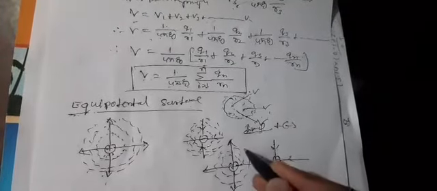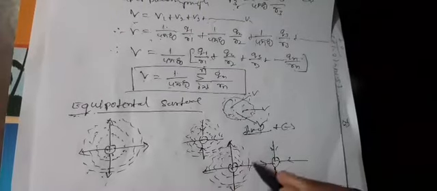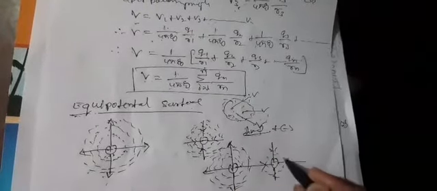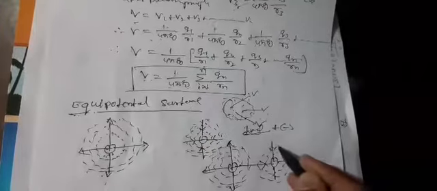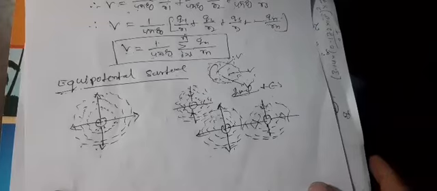This is called the equipotential surface of a dipole. That is one more surface. That is the diagram of the equipotential surfaces of two equal and opposite charges. That is also called the equipotential surface of a dipole system. And now draw the equipotential surface of a pair of equal positive charges.